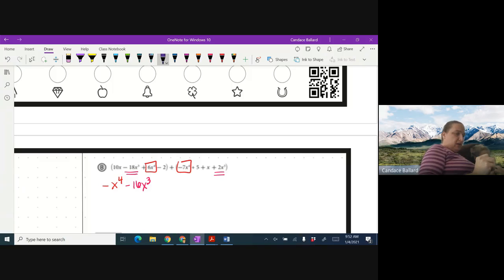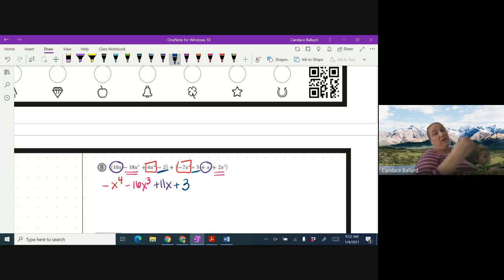All right, I'm looking next for squareds. I don't see any squareds, right? No squared, so now I'm going to go to x's. So I've got 10x and positive x would be 11x. And then now I'm looking for any constants I can find. So I've got negative 2 and positive 5, so plus 3. We handled it. Easy peasy lemon squeezy, right? A good thing to start with.